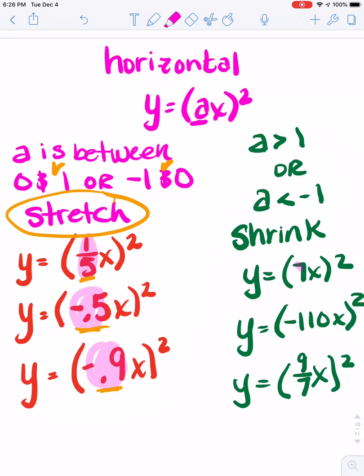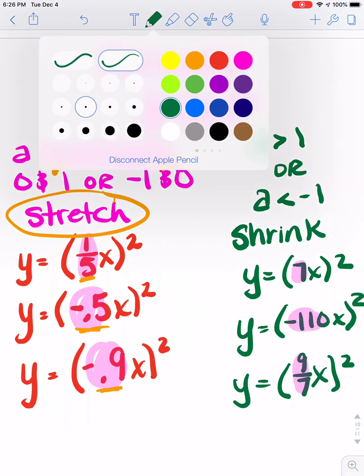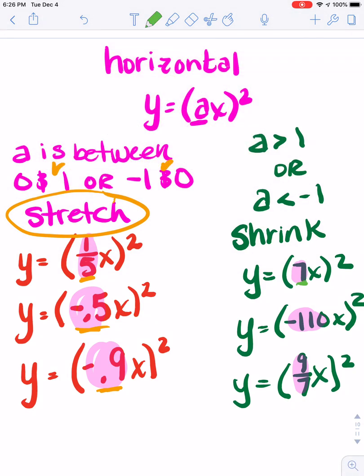Remember, I am focused on this number for the A value. So if it's 7, it's bigger than 1. Negative 110 is smaller than negative 1. 9 over 7 is going to be bigger than 1. So those would all be a shrink. Okay, go over your foldable from today, and this will be your warm-up for tomorrow.